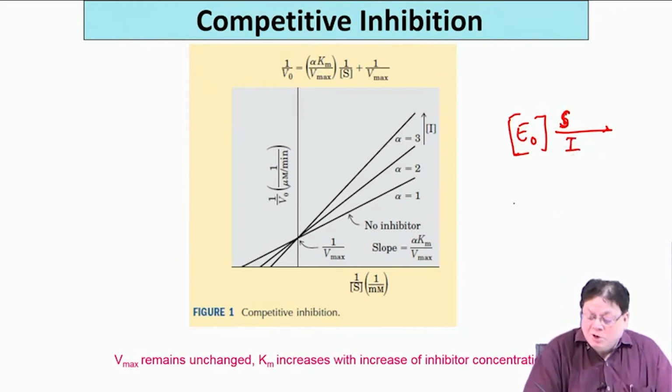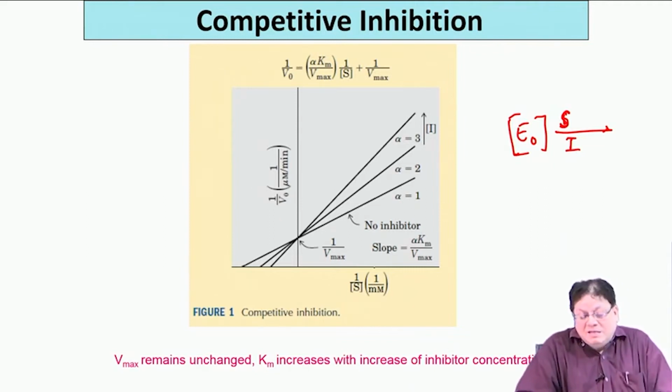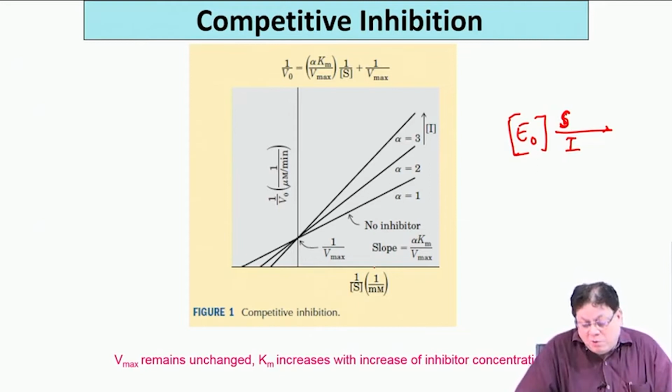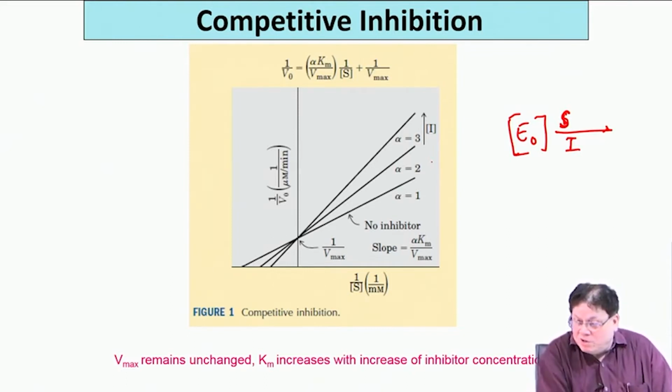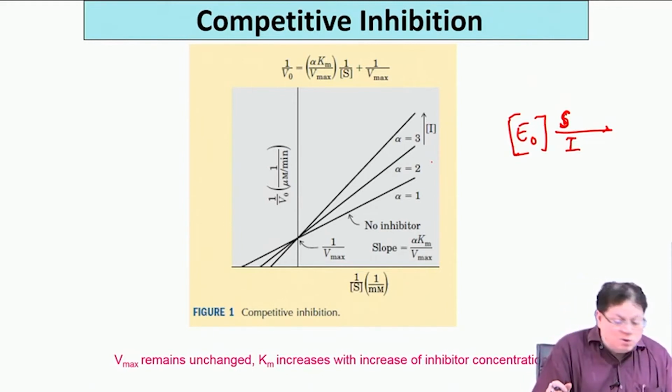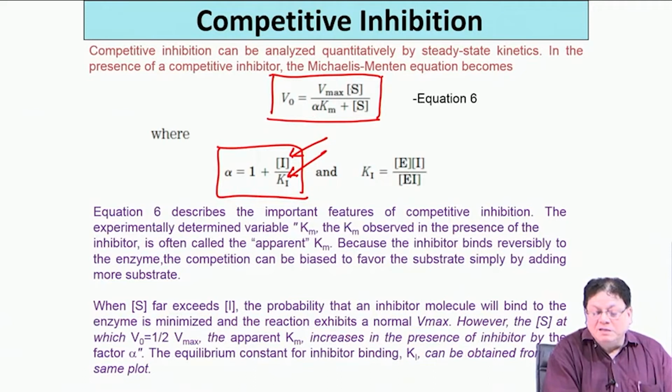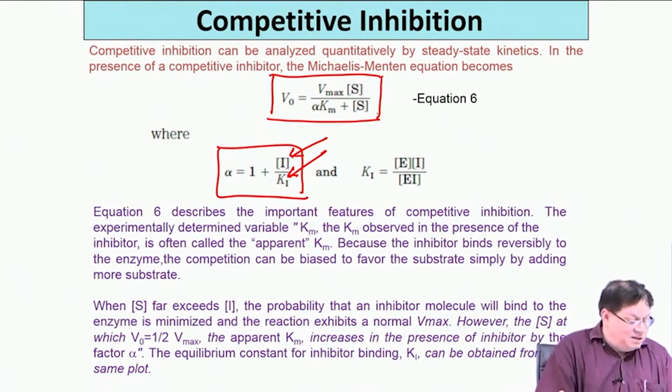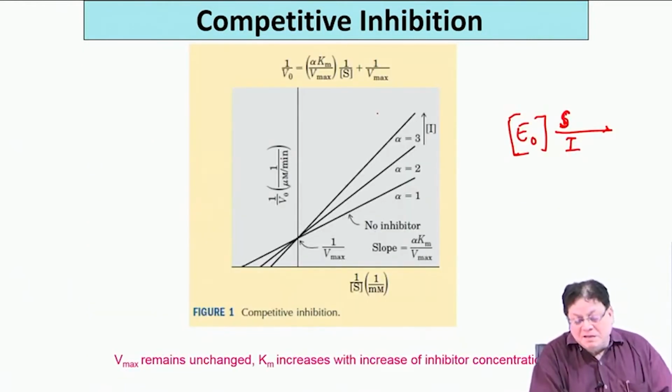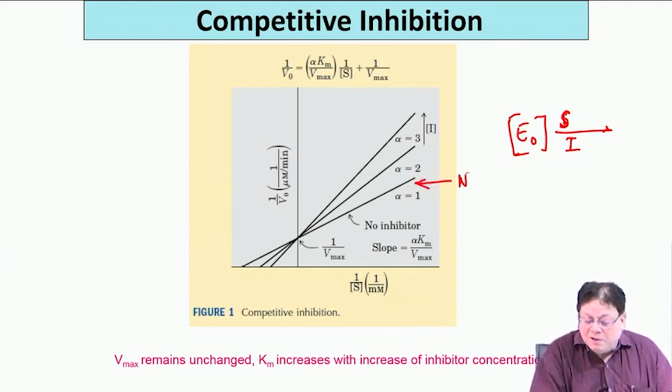Now, if you want to have a double reciprocal plot, what I said last time, it is also called the Lineweaver-Burk plot. Here 1 by V0 versus 1 by S. If there is no inhibitor, that means alpha, that constant we wrote there, is 1, then it takes the normal equation. If alpha is 1, it is the original equation, V0 equals Vmax S by Km plus S, in absence of inhibitor.